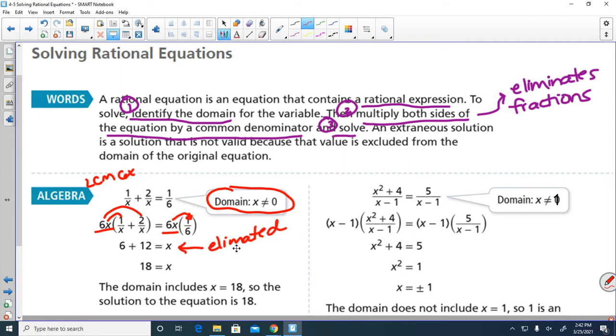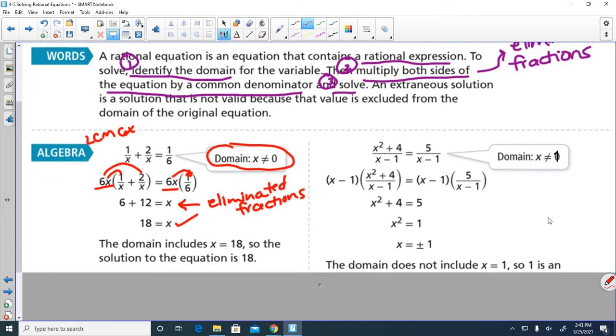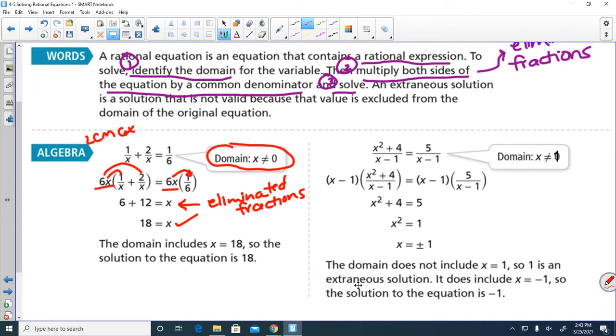We eliminated the fractions here. Then we solved and got 18. Now notice 18 was not excluded from the domain. So 18 was included in the domain. So the solution to this equation is 18. So that's what we'll be doing here. And if you want to glance at what's happening in the second example, this is what we're doing today, what that's going to look like.